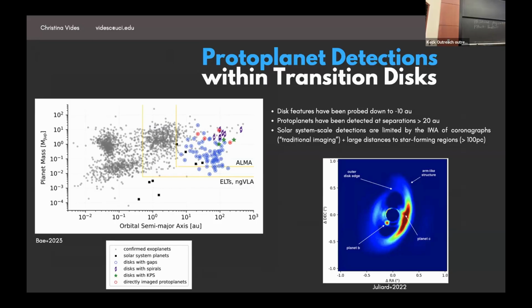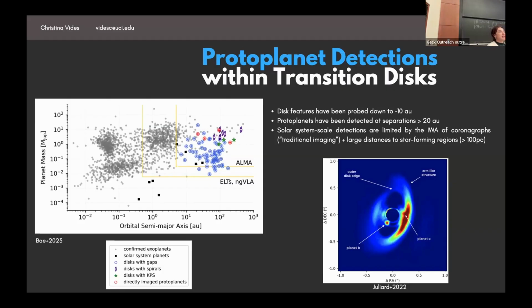PDS70c is located near a dynamic disk feature. And these are two examples of planets that were identified with a traditional direct imaging method, such as a coronagraph. One reason why we may not be detecting planets that are closer in may be because coronagraphs are restricted to about 3 lambda over D for their inner working angles, and transition disks are located in star-forming regions, which are located at distances very far away, greater than 100 parsecs. So this introduces an observational bias.